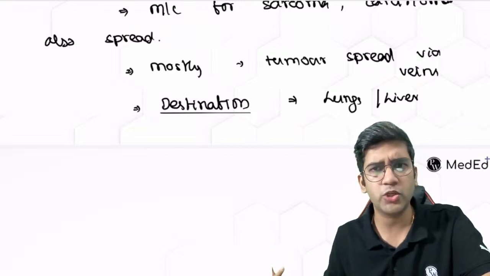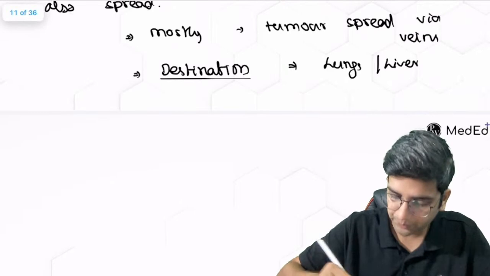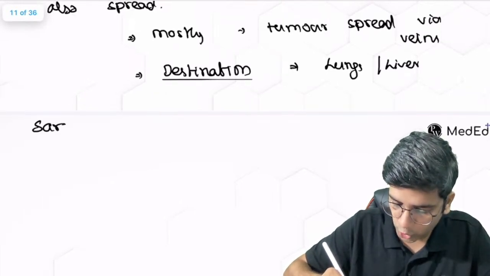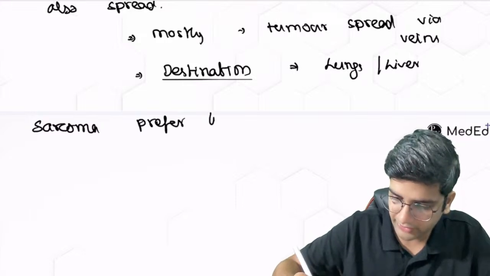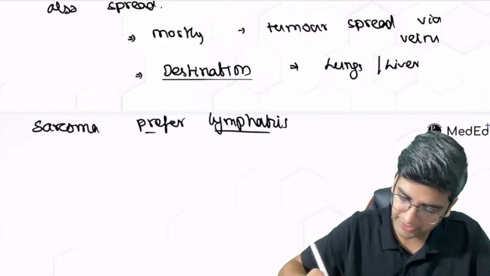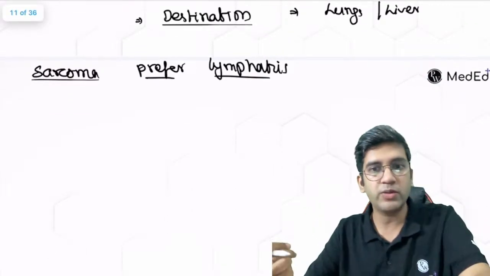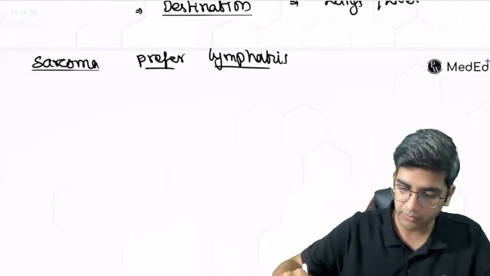Bone marrow metastasis is also possible. Bone metastasis is also possible, but these are the common ones which can happen. Fine. Next, just to end it, there are a few sarcomas which prefer lymphatics. So in addition to the hematogenous route, there are a few sarcomas which prefer lymphatics. Just a few of them. Rhabdomyosarcoma is definitely one of them.